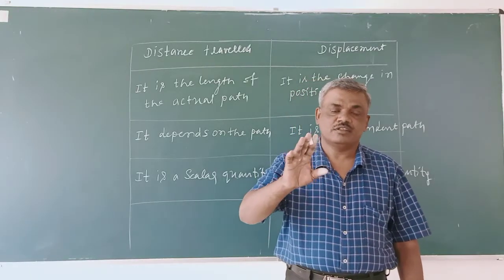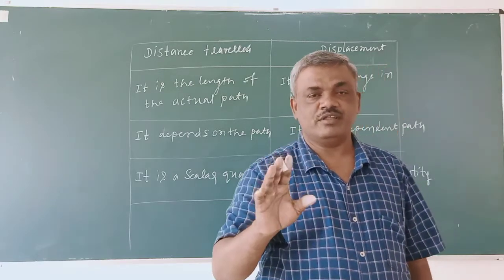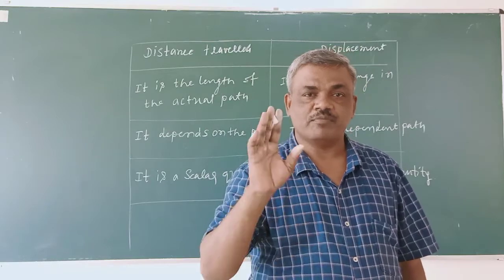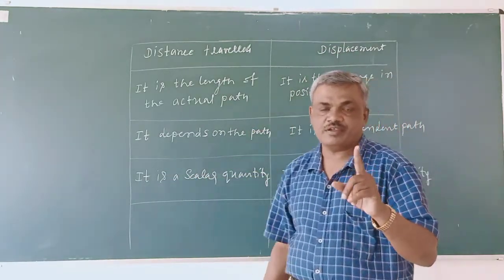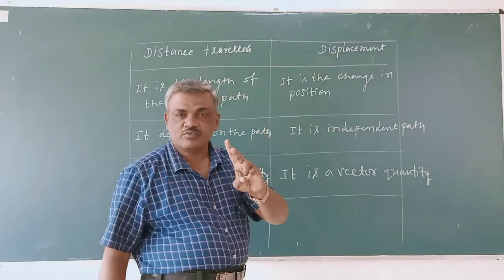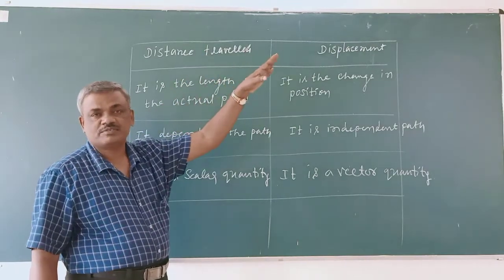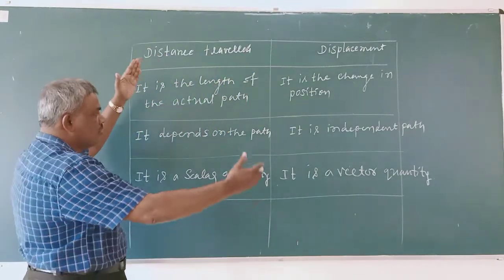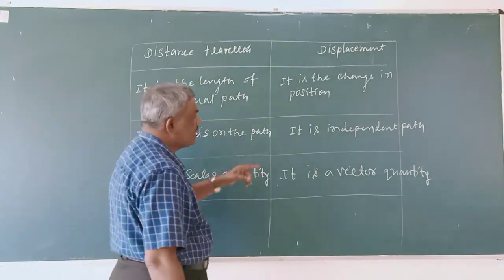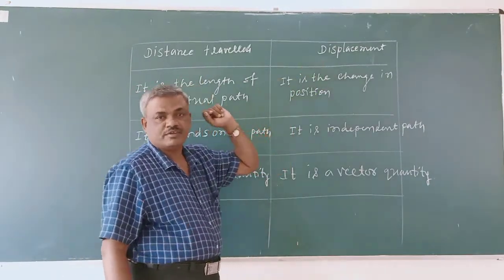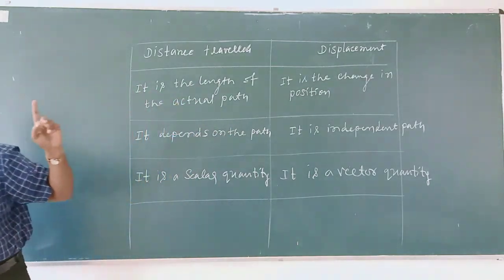Now students, a 2-mark question: write any two differences between distance travelled or path length and displacement. It is a very important point for examination. Distinguish between distance travelled and displacement. Now arrange two columns. The first column is distance travelled, the second column is displacement. So the first point: it is the length of the actual path.